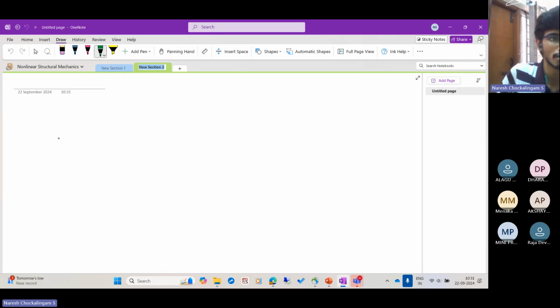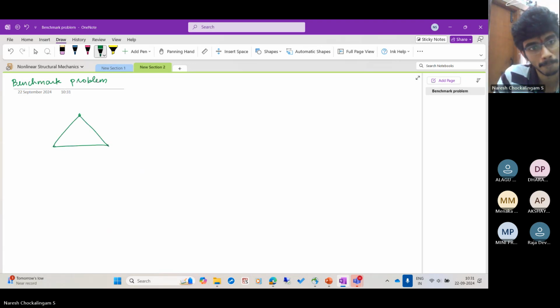So tell me a quick problem, say a benchmark problem, whatever. Any suggestion? So let me take a triangular truss. Statically determinate. I'm applying a load P here. And let it be equilateral, so the dimensions are L, L, and L. So this angle is how much? 60 degrees.